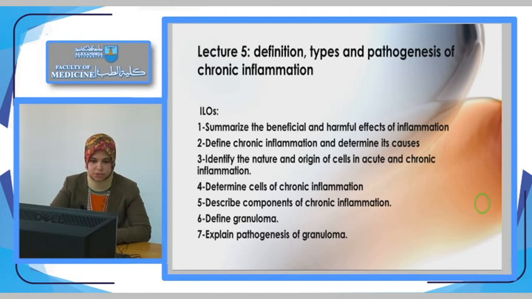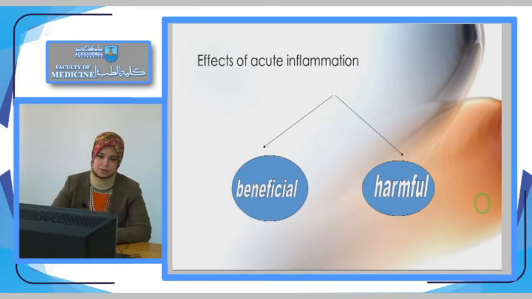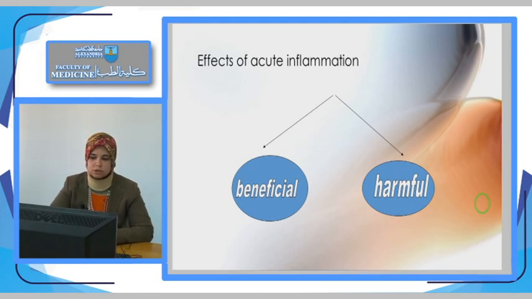Lecture 5 in inflammation will talk about the definition, types and pathogenesis of chronic inflammation, and these are the ILOs that will be covered. We learned that inflammation is classified into acute and chronic inflammation. Acute is divided into non-suppurative and suppurative, and the suppurative inflammation will be subclassified into localized and diffuse. We took diffuse suppurative inflammation in detail in the last lecture, with the fate and complications of acute inflammation.